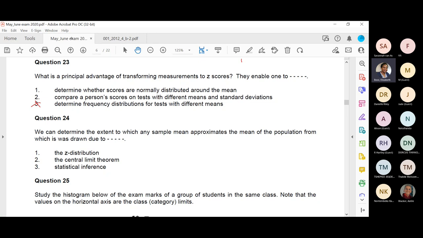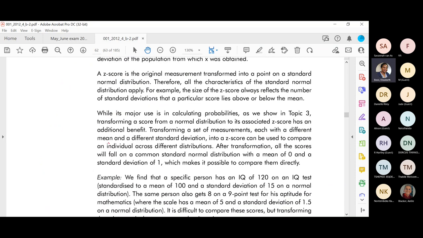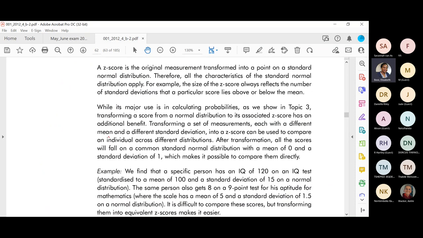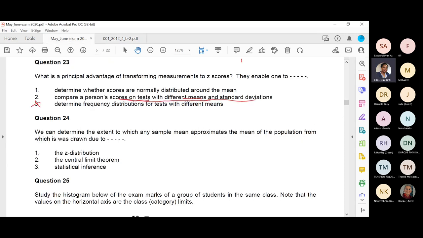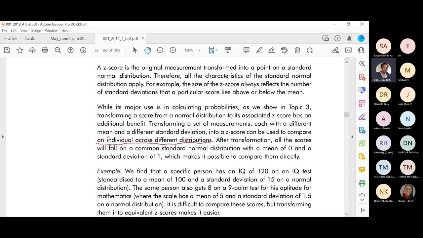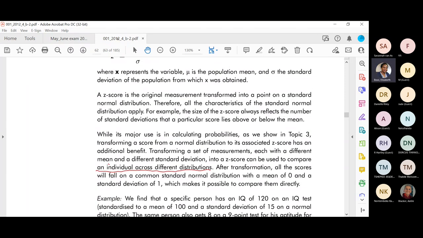I'm going to explain now why I'm not leaning towards number two, because clearly on number two, if you read where it says addition, transforming a set of measurements each with different mean and different standard deviation into a z-score can be used to compare an individual's score across the distribution, not tests between different means. Hence, I'm leaning towards number one being the correct one, because it relates directly to this statement.